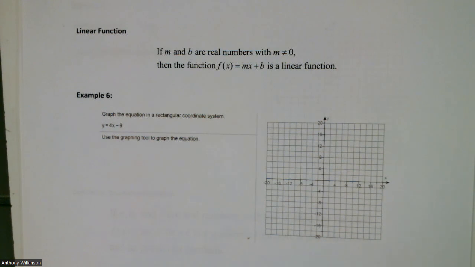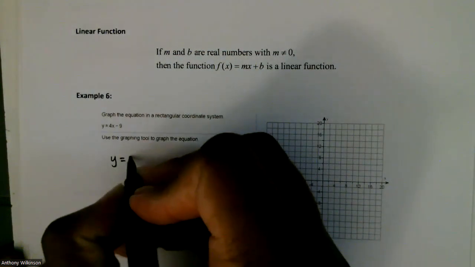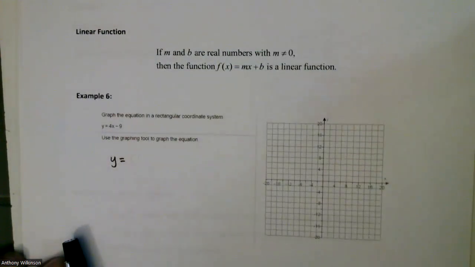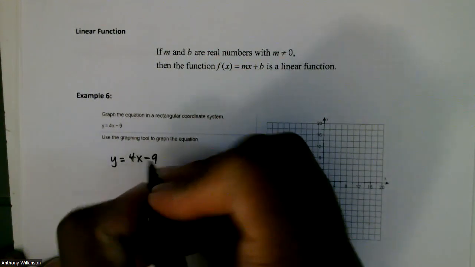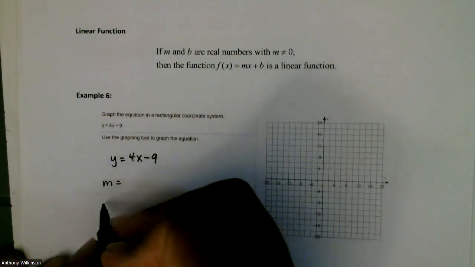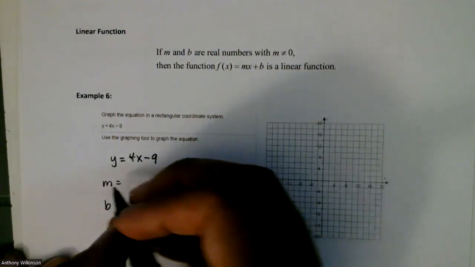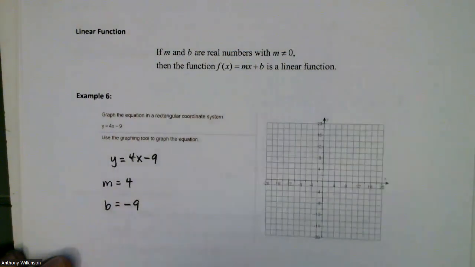So in this example, we want to graph the equation in the rectangular coordinate system, y equals 4x minus 9. It might help to write this out: y is equal to 4x minus 9. Here we can graph using the slope and the y-intercept. The slope is the coefficient of your x term, which is 4. The b, the y-intercept, is -9.